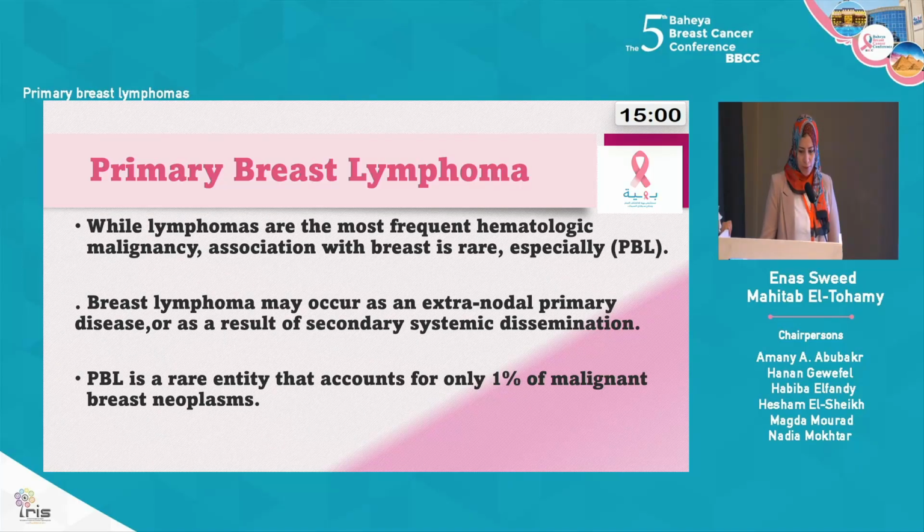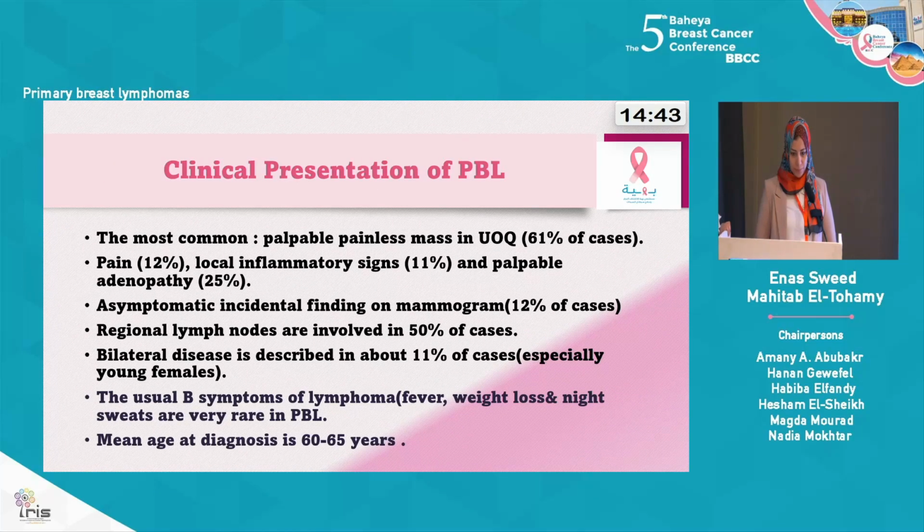While lymphomas are the most frequent hematologic malignancy, association with the breast is rare, especially primary breast lymphomas. Breast lymphoma may occur as an extranodal primary disease or as a result of secondary systemic dissemination. Primary breast lymphoma is a rare entity that accounts for only 1% of malignant breast neoplasms.